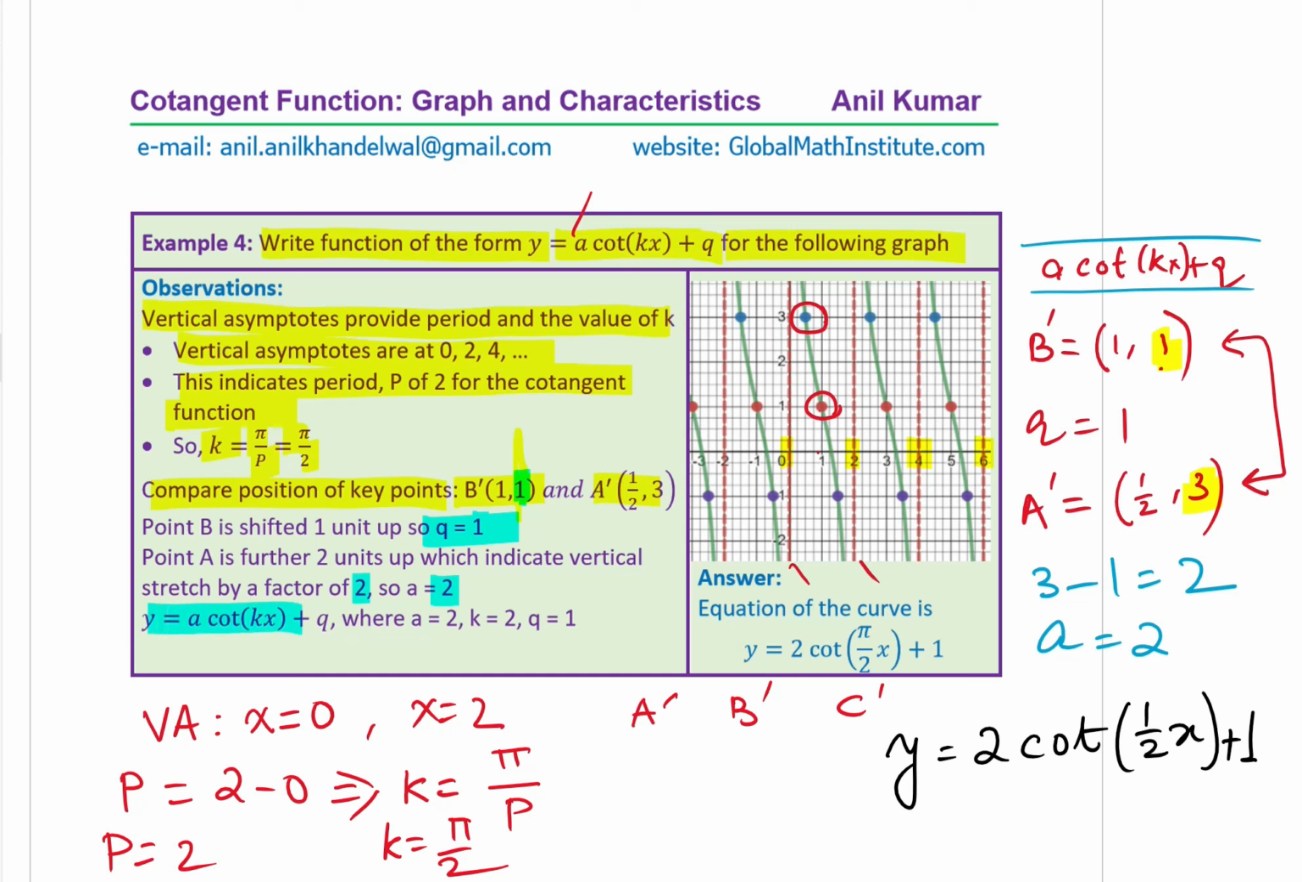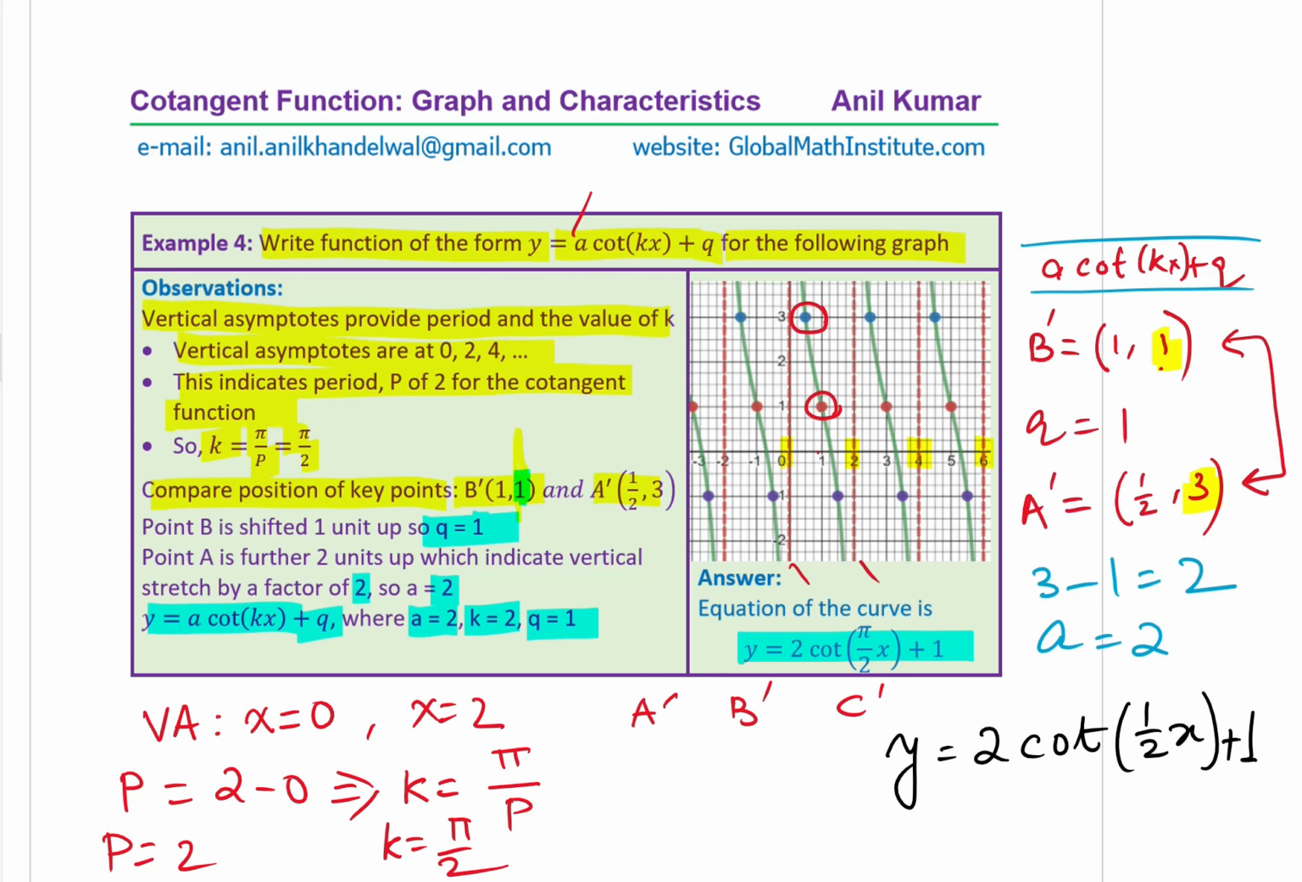Therefore, this particular function, which is y equals a cotangent kx plus q, where we have a equals 2, k equals pi by 2, and q equals 1, will be what? Will be y equals 2 times cotangent pi by 2 x plus 1. Correct? So that is how we get the equation from the graph.